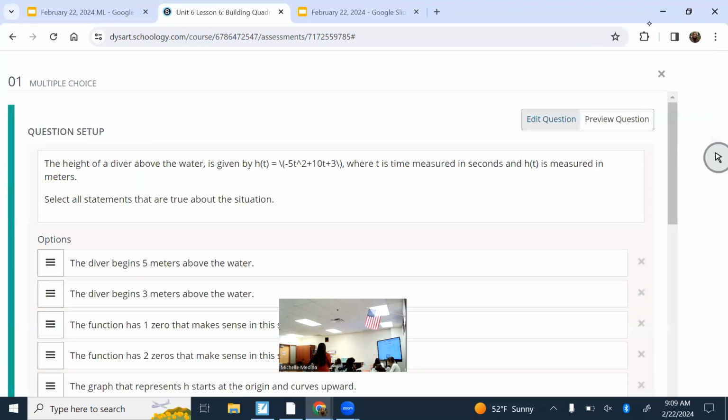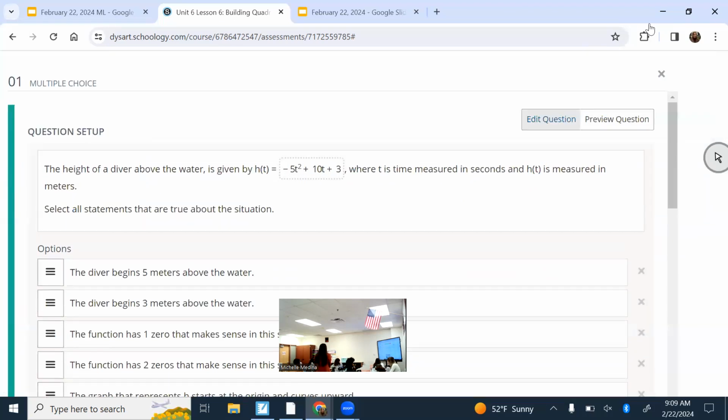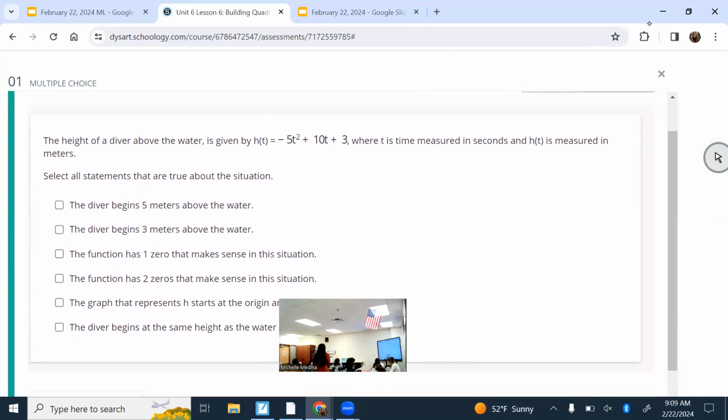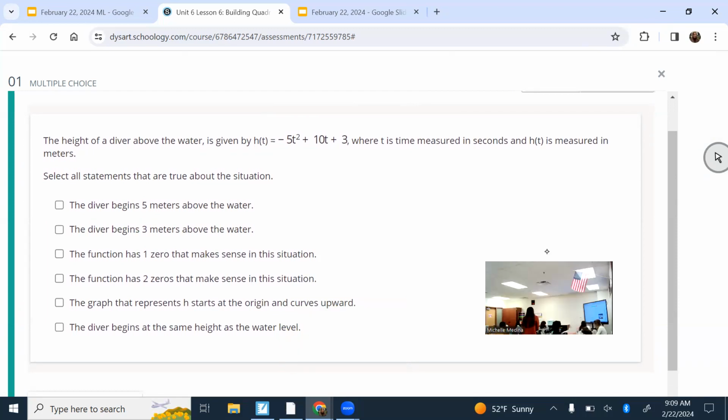All right, the height of a diver above the water is given by this function, where t is time in seconds, h of t is measured in meters. So like all that's true. So first, the diver begins 5 meters above the water. Would you guys say that? I'm gonna go with no.